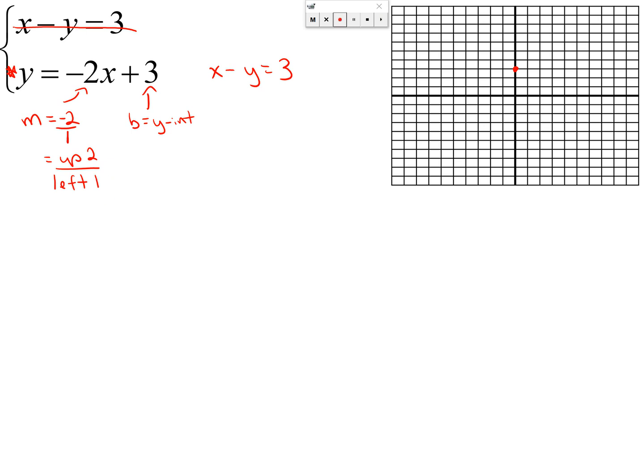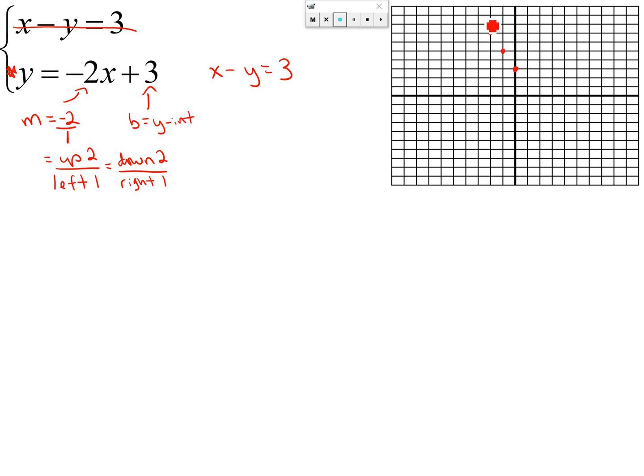So we have up 2, left 1. Or we can go down 2, but then which way do we have to go? And we've got to go right 1. Make sure when you're talking about slope, if it's negative, one of your directions has to be a negative direction. If you do 2 negatives, you're going to end up with a positive. So from our y-intercept of 3, we're going to go up 2 and left 1.